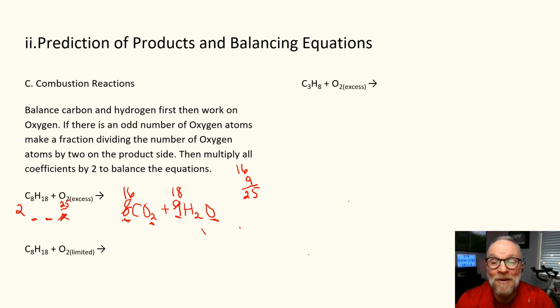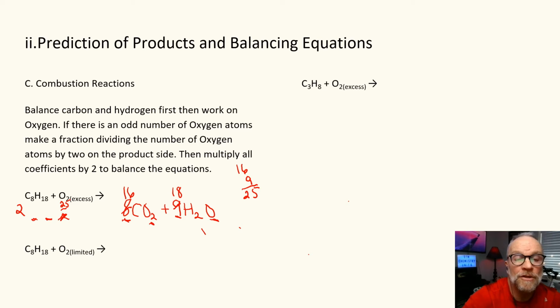I've done this enough to know it is balanced, but I'm going to prove it to you by re-examining the equation and adding up. So 2 times 8 is 16 carbons. 18 times 2 is 36 hydrogens. 25 times 2 is 50 oxygens. 16 times 2 will give us 32, and 18 and 32 gives us 50. Carry the 1. Okay. So we are balanced.